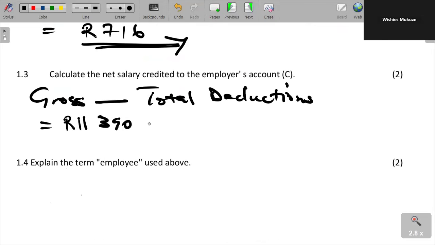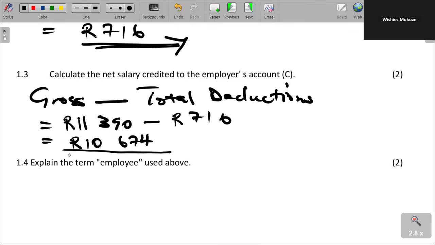11,390 minus 716. What we get is the net, which is 10,674. That is our net salary.